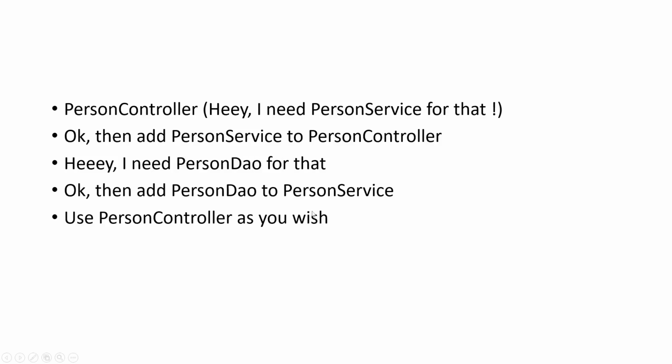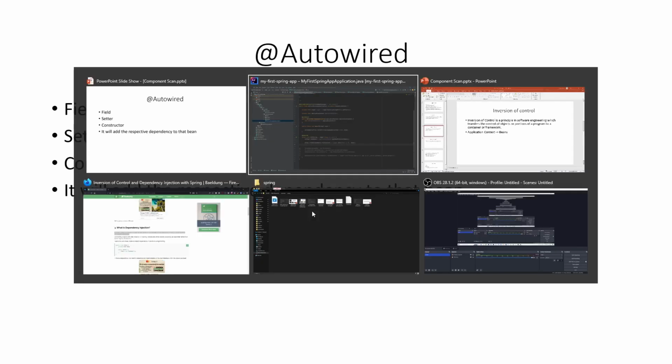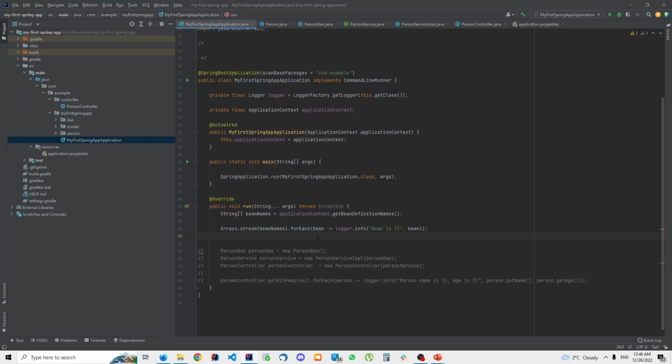Now, how can we achieve this? We can achieve this with the help of an annotation which is called Autowired. Basically this annotation will add the respective dependency to that bean. Now, Autowired can be configured in three ways: a field type Autowired, a setter type, and a constructor type. Now, let's just go to our code so we can understand better.